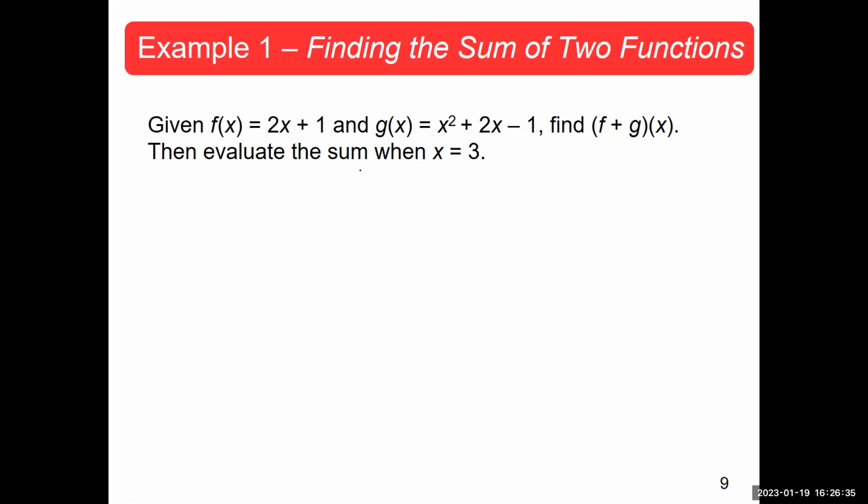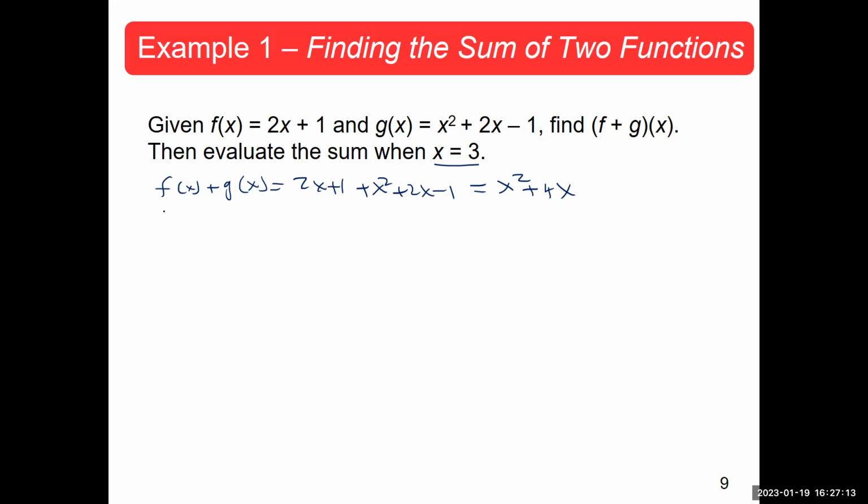That's a pretty easy example here. They are asking us to add them up, then evaluate at x equals 3. So f of x plus g of x equals 2x plus 1 plus x squared plus 2x minus 1. Combine the same terms: x squared, 2x plus 2x is 4x. Then we have 1 minus 1 is 0, it's gone. So that's what we are left with.